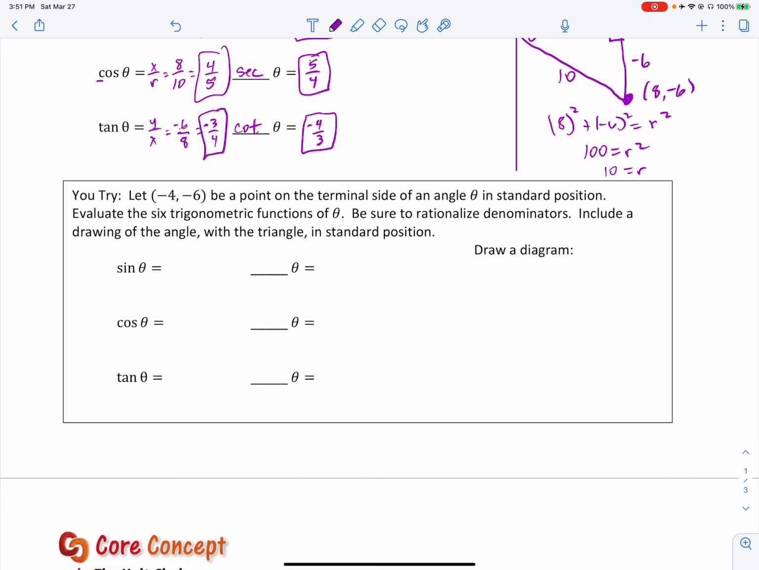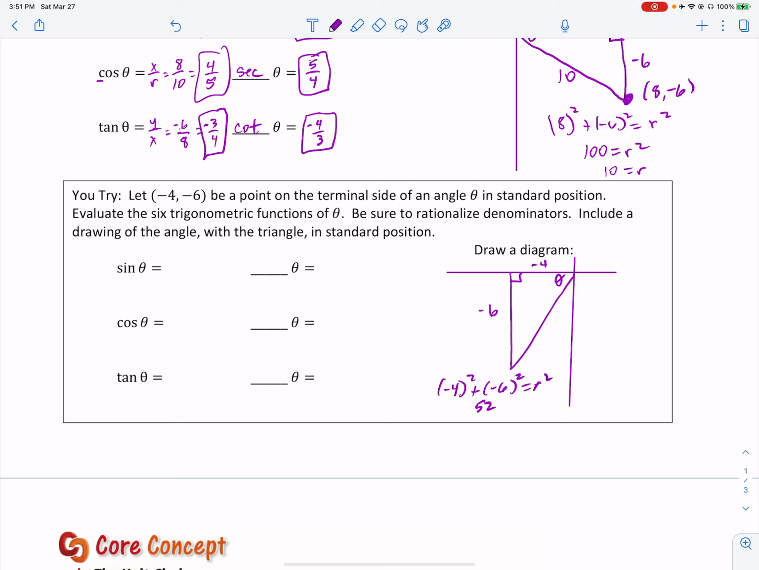If I'm going left 4 and down 6, that's going to be in quadrant 3. So I'm going to draw that triangle in quadrant 3. Left 4 and down 6. And then for the radius, -4 squared plus -6 squared equals the radius squared. You have 16 plus 36 is 52. And 52 is 4 times 13.